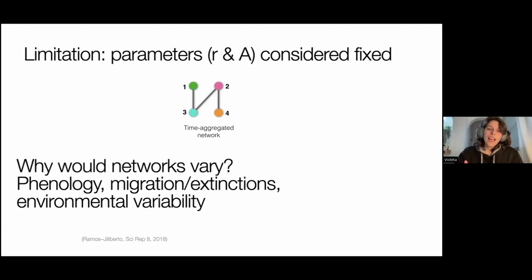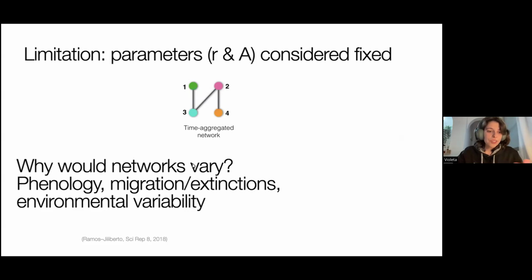And the question is, actually, why would networks vary? Do they do it? Actually, the answer is yes. They can do it because of phenology, migration or extinction, so nodes may disappear altogether, or environmental variability.